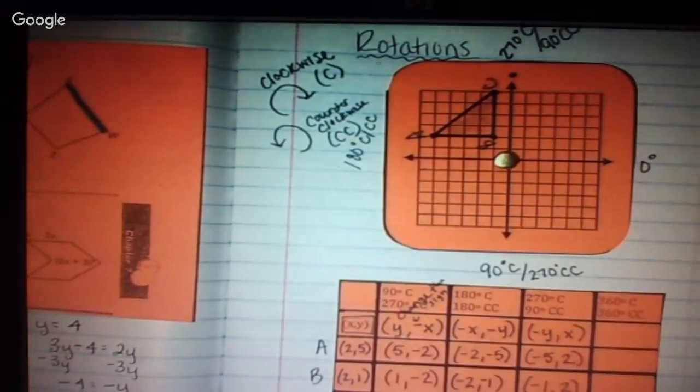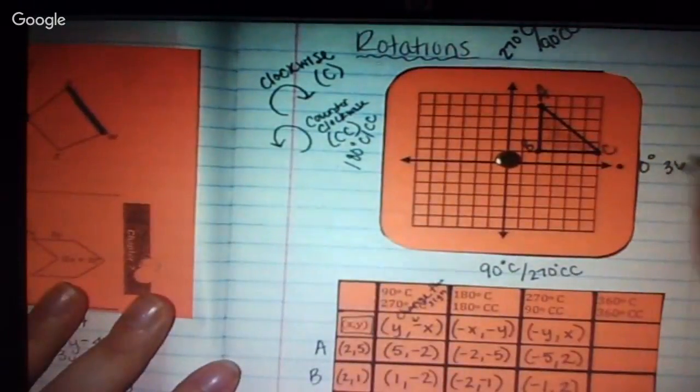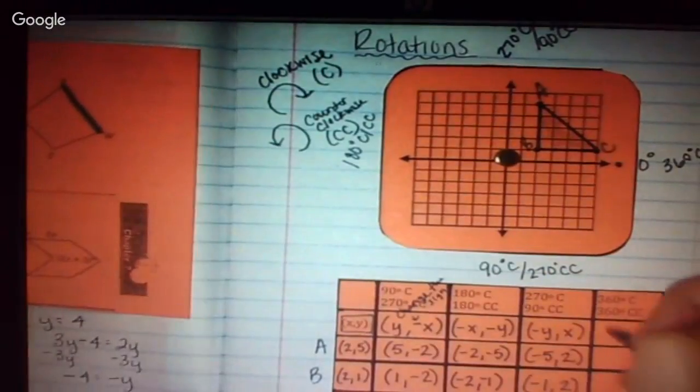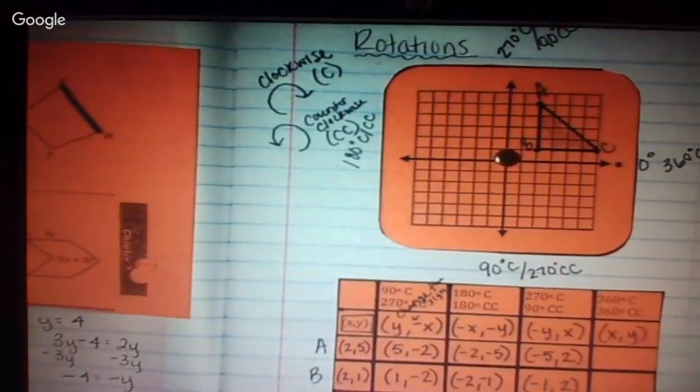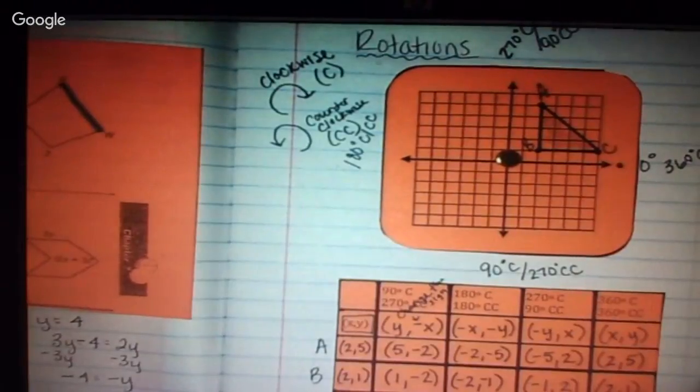The last rotation I need to do is 360 degrees. What does that do? It brings it all the way back around. So 360 degrees is a turn all the way around, whether counterclockwise or clockwise, and your points don't change if we go 360. So we're still at 2, comma 5, 2, comma 1, and 6, comma 1.